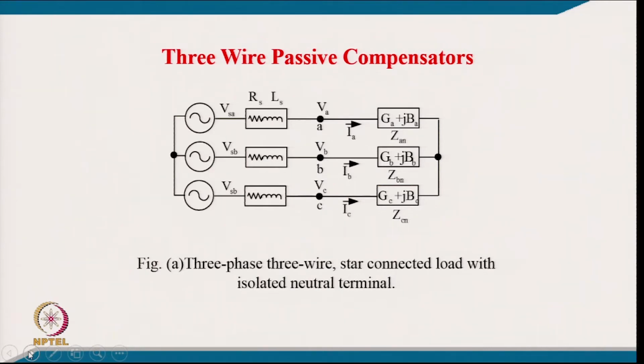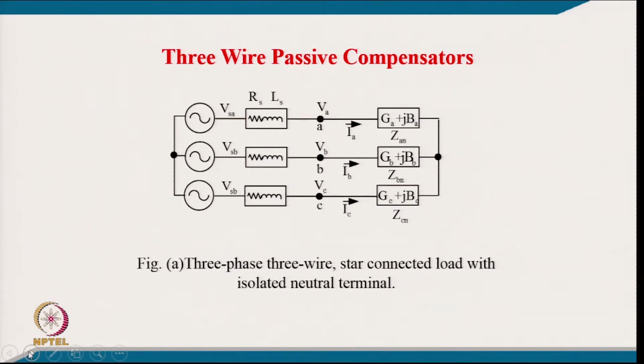If we talk about a three phase star connected load, you may have an unbalanced or balanced load on a three phase three wire system. Here is a point of common coupling, and you have a three phase star connected load. The load can be star connected or delta connected. If we consider this load equivalent to a star connected load with isolated neutral, this neutral is not connected with the supply neutral. That is the one case.